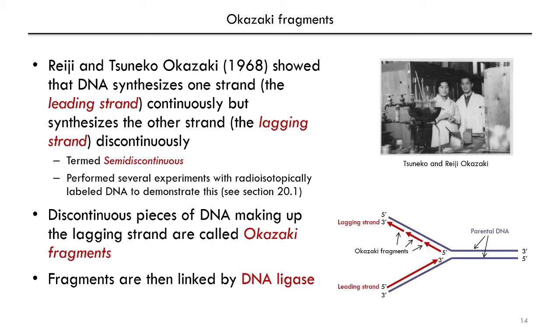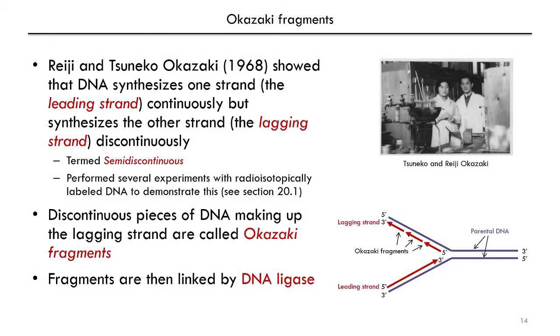In the 1960s, the husband and wife team of Reiji and Tsuneko Okazaki showed that DNA is synthesized on one strand, called the leading strand, continuously, while the other strand, called the lagging strand, is synthesized discontinuously. This is termed semi-discontinuous replication, with the daughter strand that is being synthesized from 5' to 3' in the direction towards the replication fork growing continuously, and the other daughter strand, synthesized from 5' to 3' away from the fork, being synthesized discontinuously in multiple fragments.